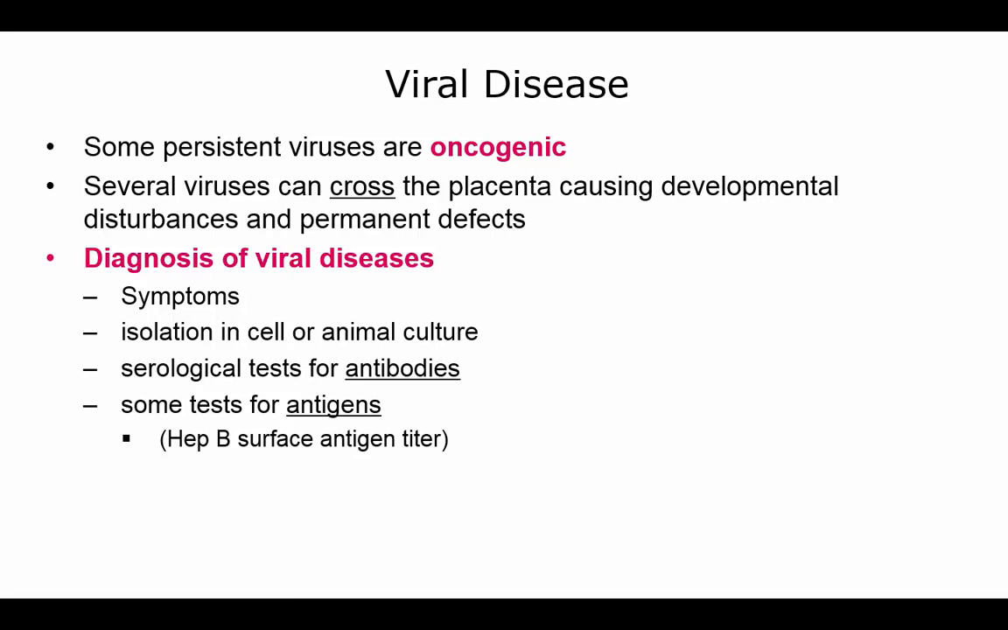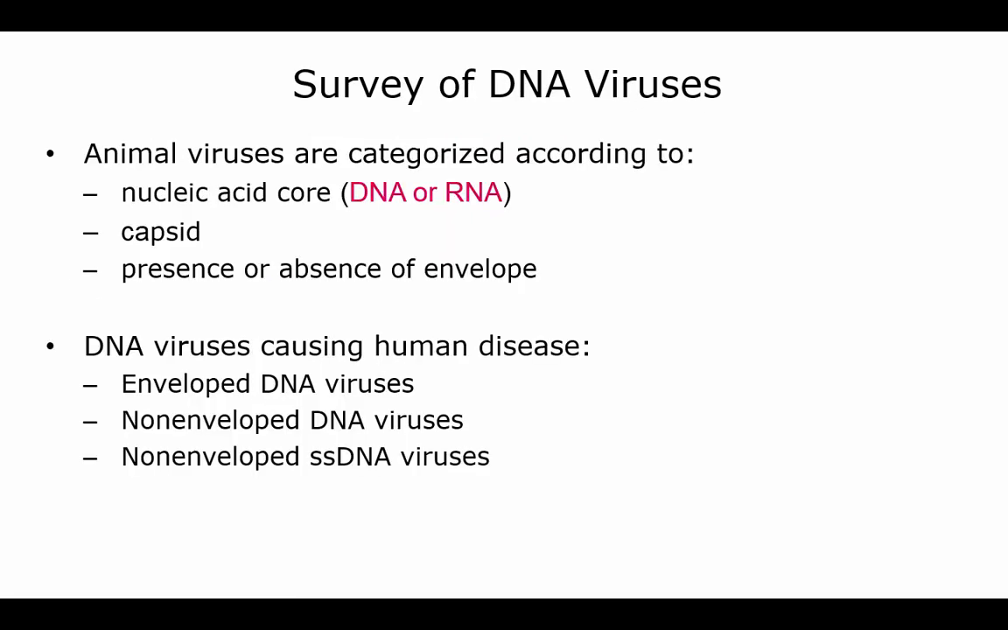To diagnose them, you look at the symptoms. You're going to isolate them in the cell or animal culture. You're going to use different serological tests for antibodies and some tests for antigens. The animal viruses are categorized by their nucleic acid core. Are they DNA viruses or RNA viruses? By their capsid, and do they have an envelope or not? The DNA viruses that cause human diseases can be enveloped, non-enveloped, or non-enveloped single-strand DNA viruses.